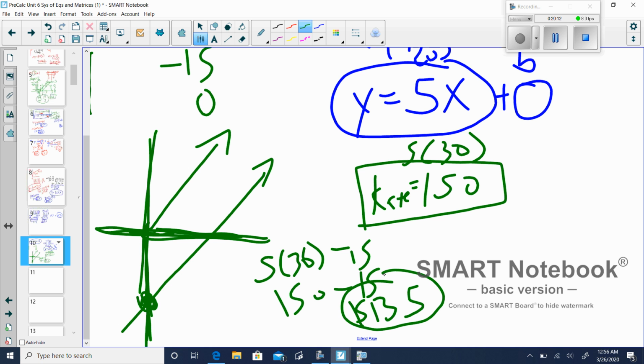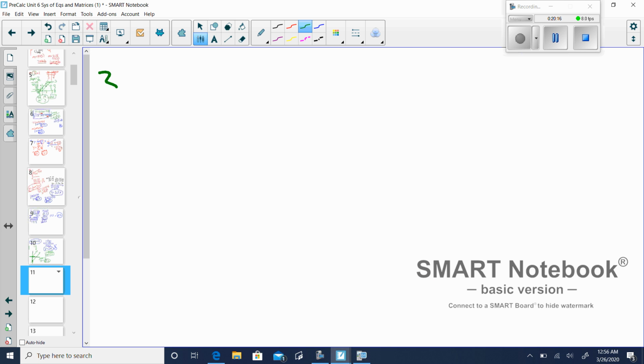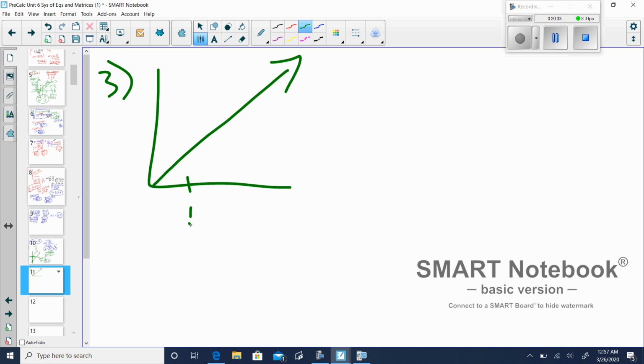Moving into number 3, cost to rent a raft from 2 different companies is shown. Which company should you choose if you want to rent a raft for 9 hours? Huh. Well, look at this. So the first one with this graph, we start out at 0.